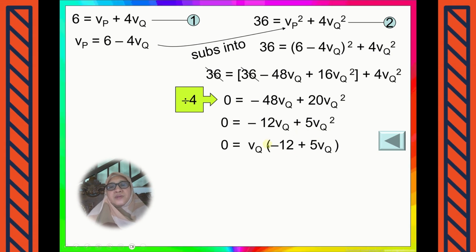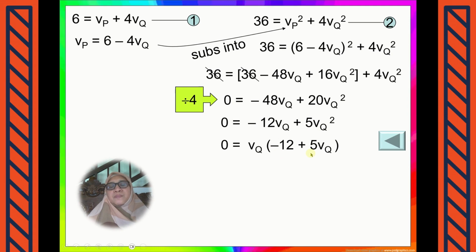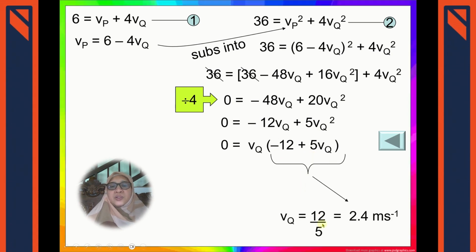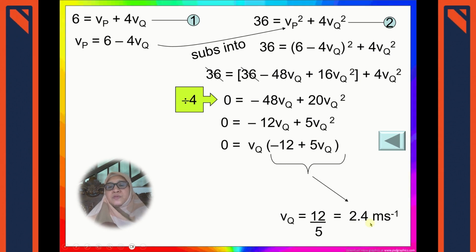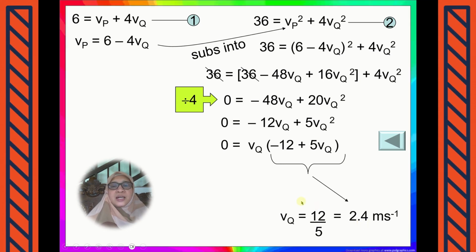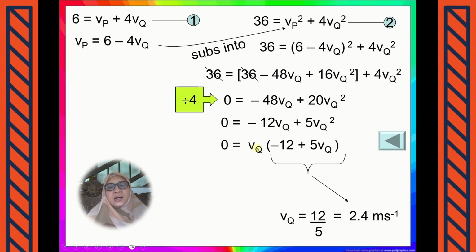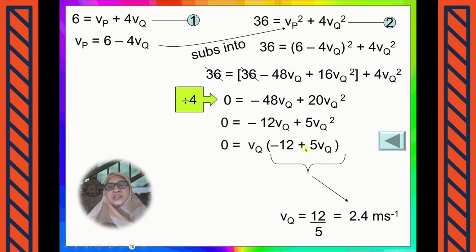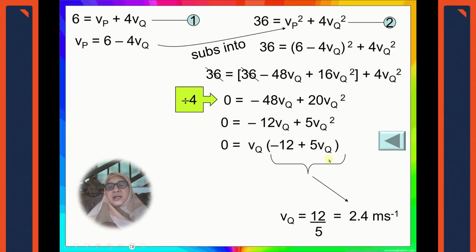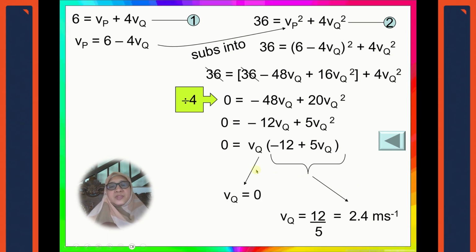Okay, so factor out Vq, so we get in the bracket negative 12 plus 5 Vq. So Vq is 12 divided by 5. The answer is 2.4 meter per second. So this is the answer for Vq. Another one, Vq equals to 0. It's not logical. So the accepted answer is 2.4 meter per second.